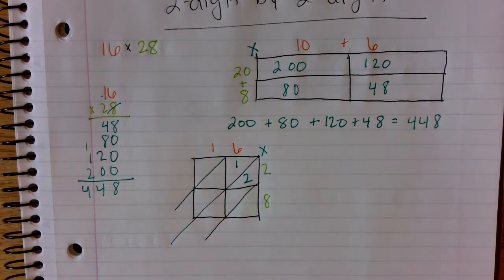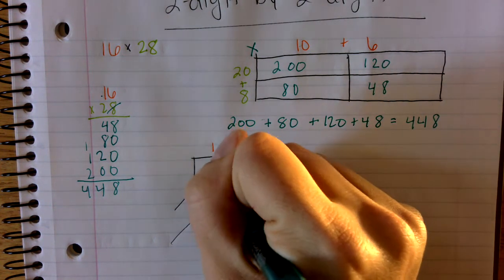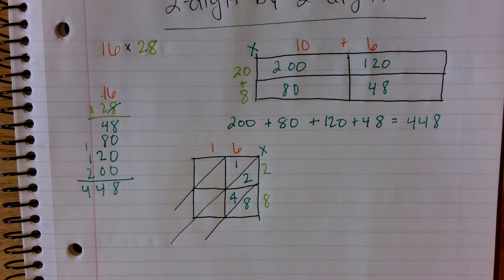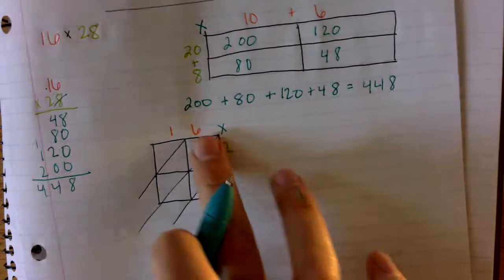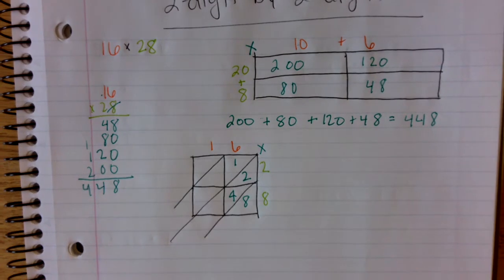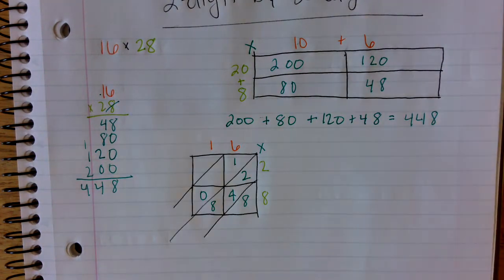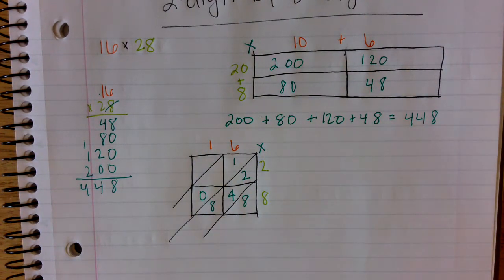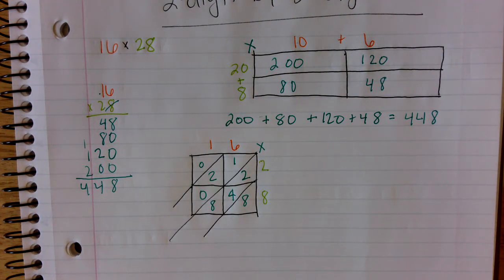Then I'm going to do 8 times 6, which is 48. All right, then I will do 8 times 1, which is 8, and 2 times 1, which is 2. Well, then I add them together. When you add them together, you get the following.